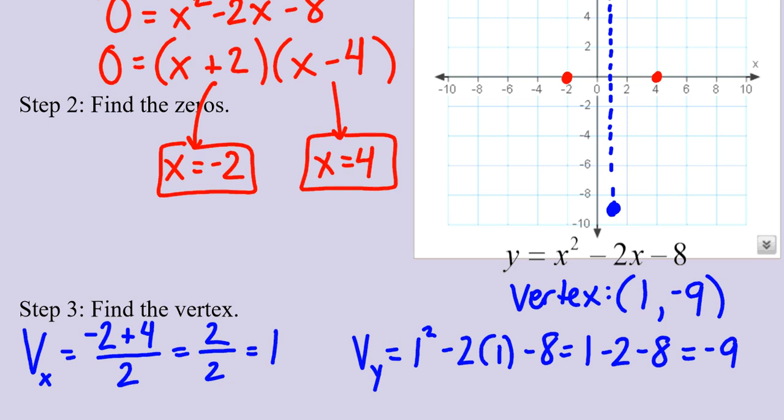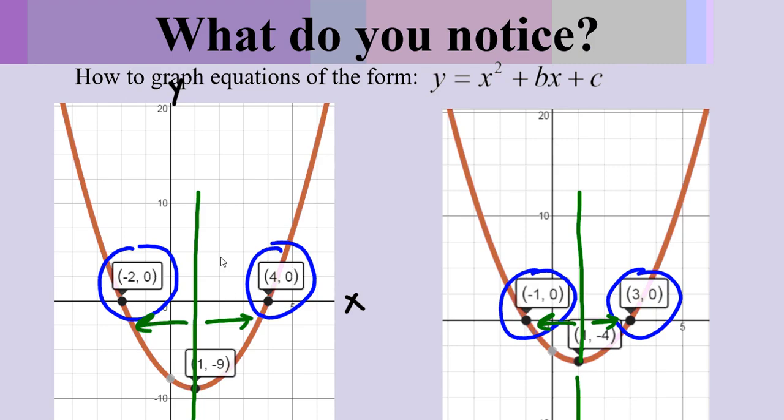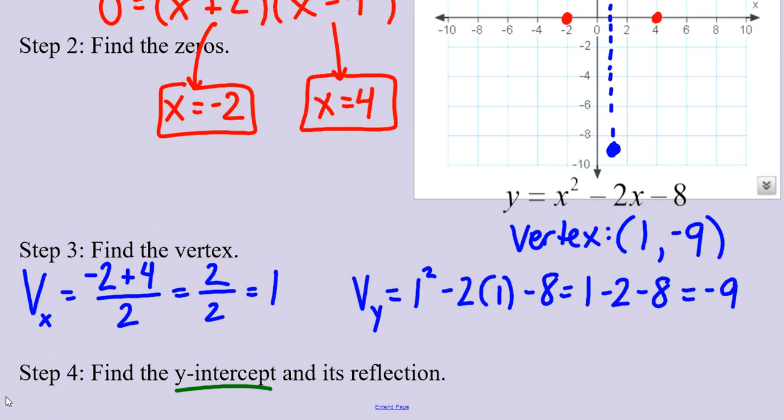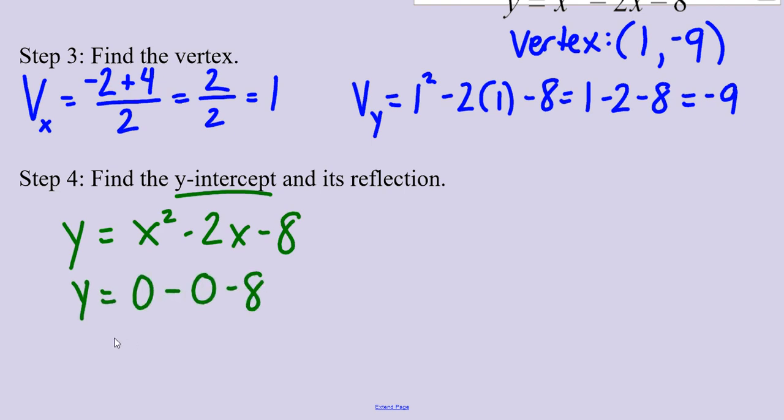I've got the vertex. There's actually one other point I get for free, and it's the y-intercept. Think about this: if your x-intercepts are where y is 0, your y-intercept is on your y-axis. That's when x is 0. So if I go to my equation, y equals x squared minus 2x minus 8, and I want to find the y-intercept, I just put 0 in for x. I'm going to get 0 minus 8. It's just going to be negative 8. So my y-intercept is the point 0, negative 8.